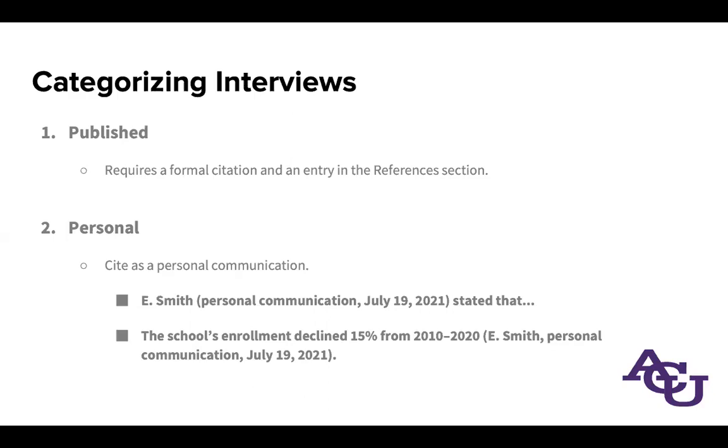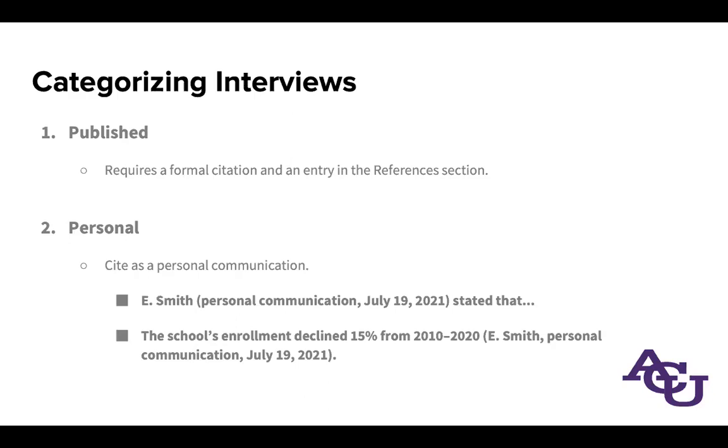Now, if it's a personal communication, you just ask them, whether you did that via a Skype call, a Zoom call, email, or in person or phone, it gets cited as a personal communication, meaning they told you that personally. So, for example, if it's Elizabeth Smith, we'd cite E. Smith as the author, the person giving the communication, and we'd have that personal communication, comma, and then the date information, July 19th, 2020. So E. Smith, personal communication, July 19, 2021, stated that whatever they did. They stated that they believed I was a good leader with these traits, for example.